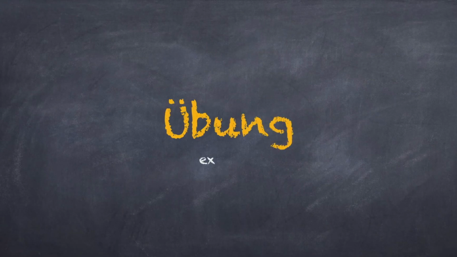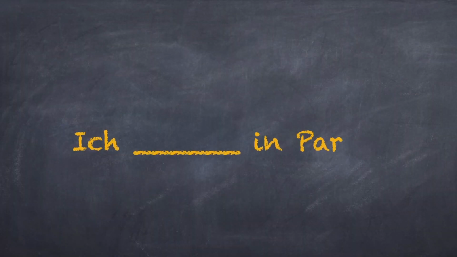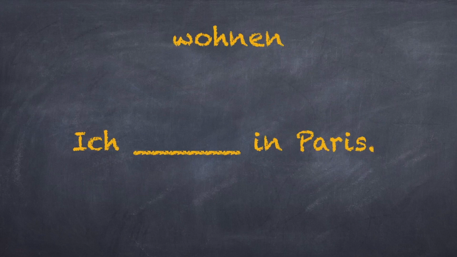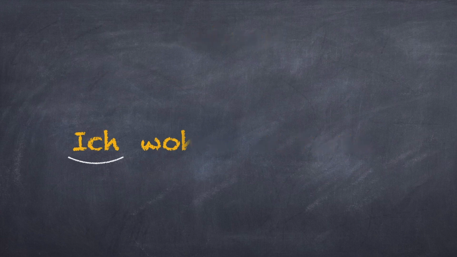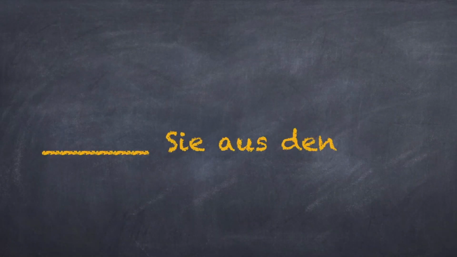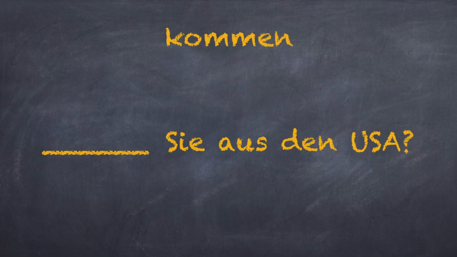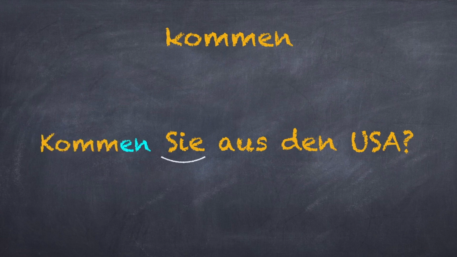Now let's come to an exercise. Übung. You will have to conjugate the verb and fill in the blanks. Here's the first sentence. The verb is wohnen. First, you should look at the subject, ich. Now conjugate the verb according to the subject. Your answer should be Ich wohne in Paris. Here's the next sentence. And the verb is kommen. The subject in this sentence is Sie. So your answer should be Kommen Sie aus den USA?